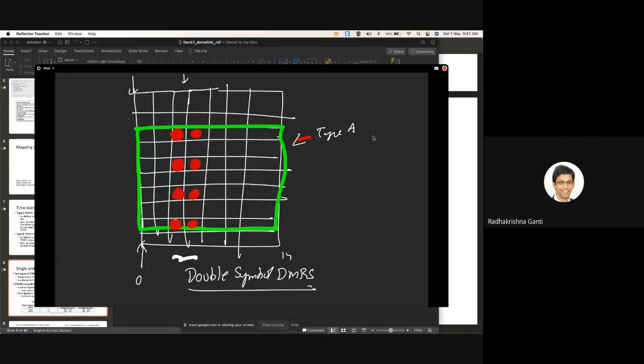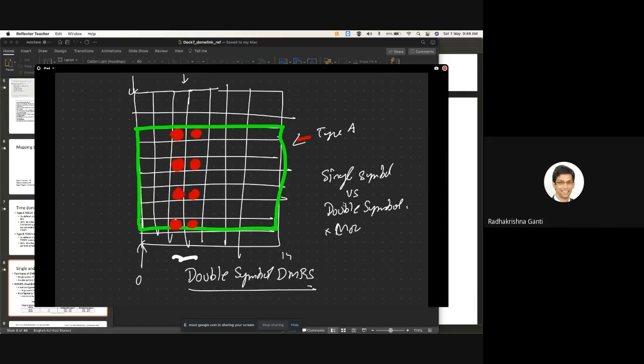So what is meant by double? Why do we require double symbol DMRS? What is the use of double symbol DMRS and what is the use of single symbol DMRS? Single symbol versus double symbol. Can anyone think about why you want to use double symbol and why you want to use single symbol? The single symbol DMRS will estimate the channel, but double symbol will give more accurate results while estimating the channel.